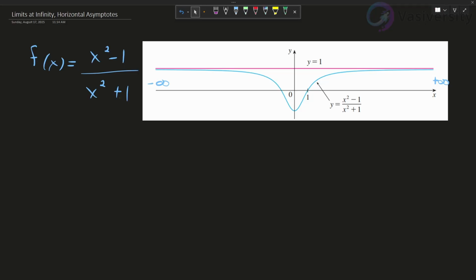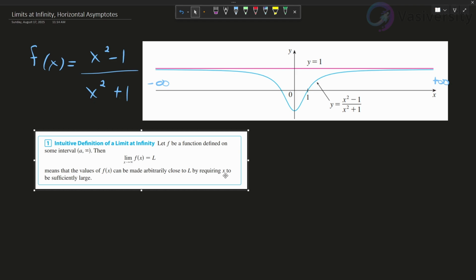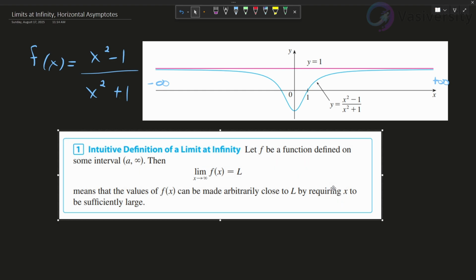An idea of the limit. So the intuitive definition of the limit at infinity, when x is approaching infinity: let f be a function defined in some interval from a to infinity. Then the limit of f of x as x approaches infinity is equal to L means that the values of f of x can be made arbitrarily close to L by requiring x to be sufficiently large. All right, perfect.